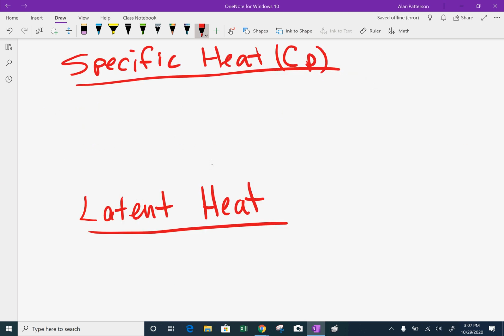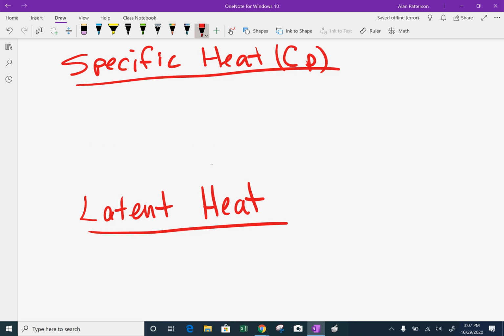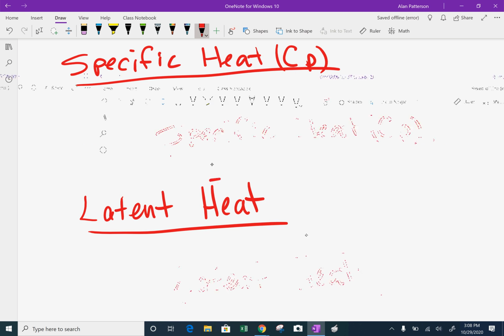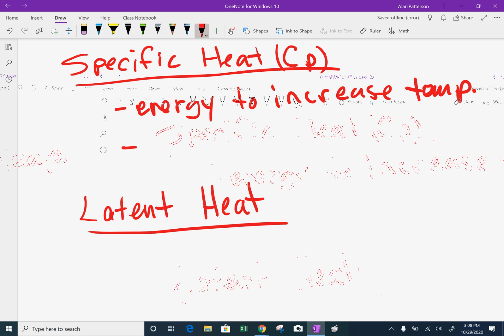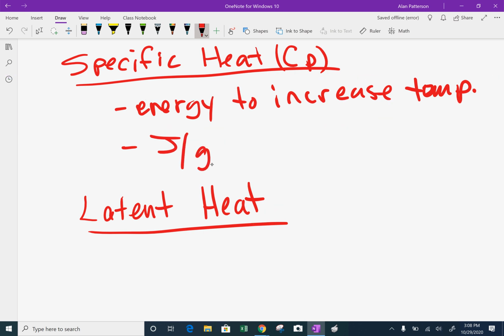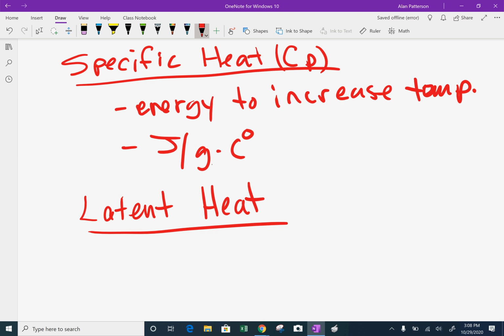First, we need to define a couple things. We need to talk about what specific heat and latent heat are. All right, specific heat is the energy required to increase the temperature of a certain amount of material. Now, we can only do this when we're not changing state. All right, and this specific heat is measured in joules per gram degree Celsius. So it is a description of how much energy per gram per degree Celsius is required to change the temperature.